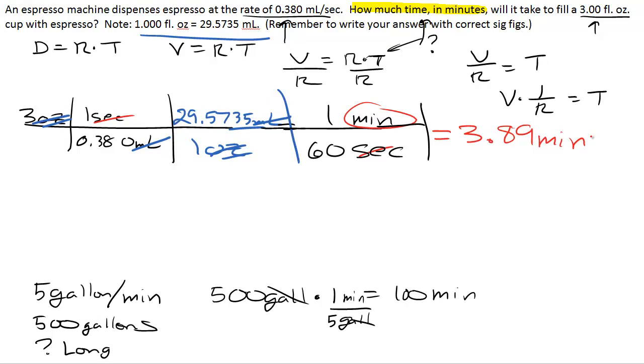Even if you don't remember the whole volume equals rate times time, just start with what you have and start throwing in fractions to get rid of the units of measure that you need to get rid of, bringing in the units of measure that you need to bring in, right? So you always keep your eye on the finish line. I know that I need my answer to be in minutes, so I'm going to make these conversions to turn it into minutes. All right, how about one last example?